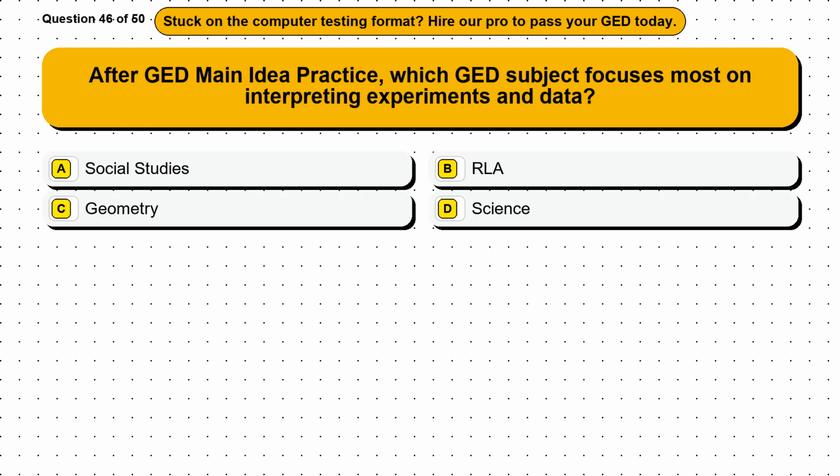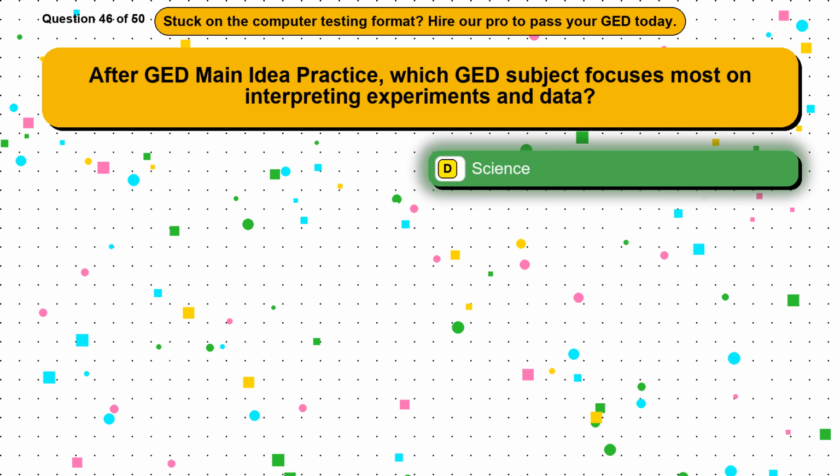Question 46. After GED Main Idea Practice, which GED subject focuses most on interpreting experiments and data? Option A Social Studies. Option B RLA. Option C Geometry. Option D Science. The correct answer is option D.